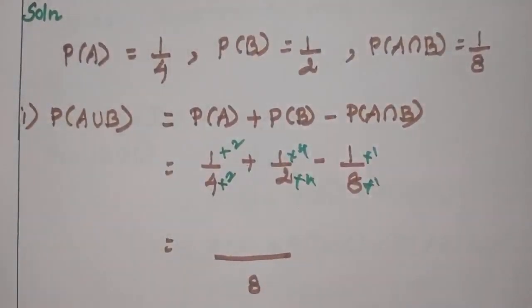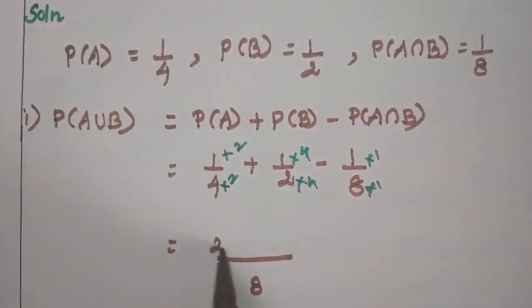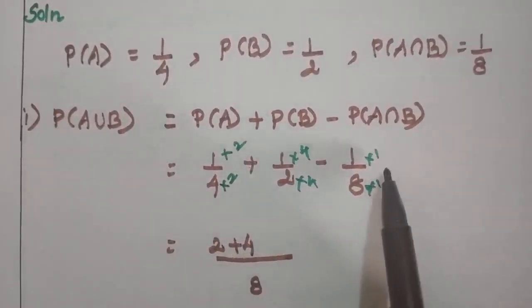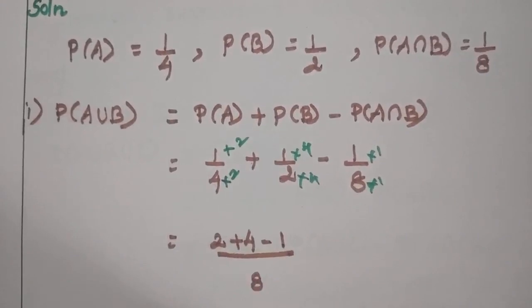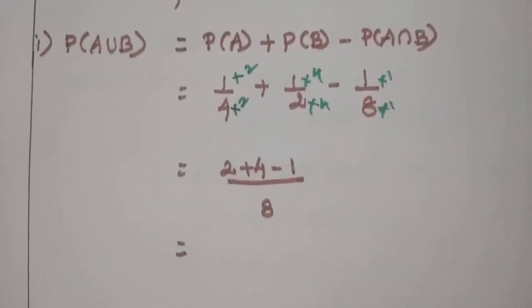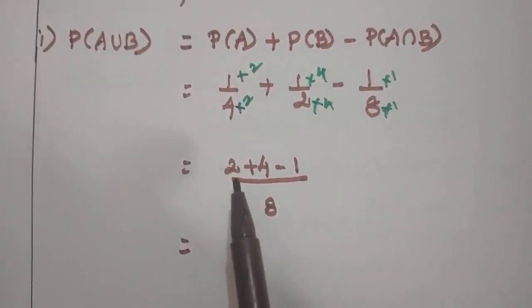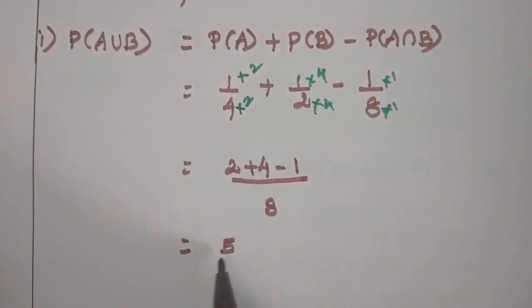Now you got the denominators as 8 and the numerators are 1, 2 is 2 plus 1, 4 is 4 and 1 into 1 is 1. Here there is a negative sign. So this is minus 1. Which is equal to, now simplify this one and say the answer. Yes, very good. The answer is 2 plus 4 is 6. 6 minus 1 is 5 by 8.